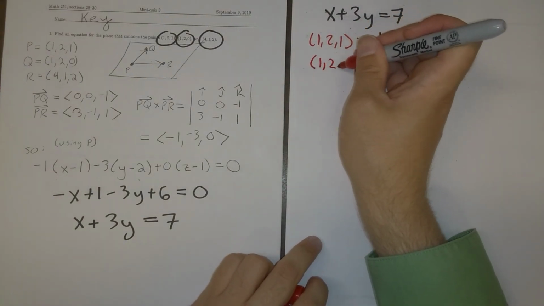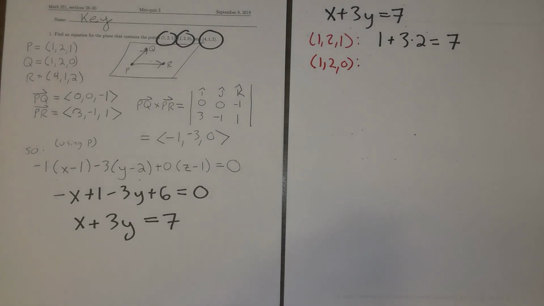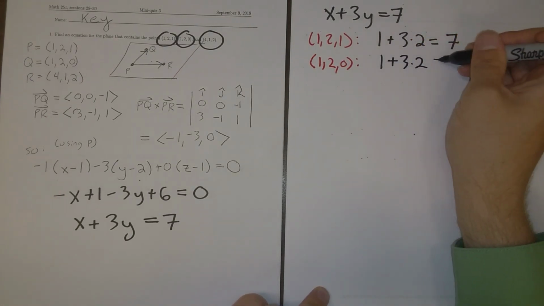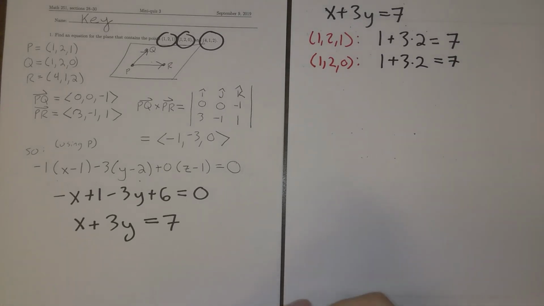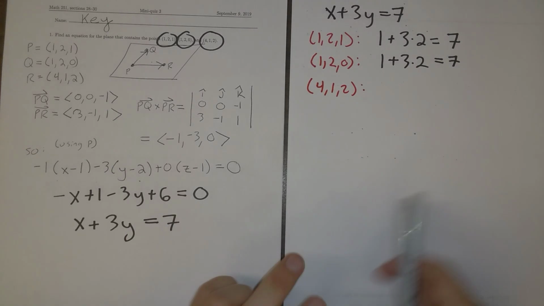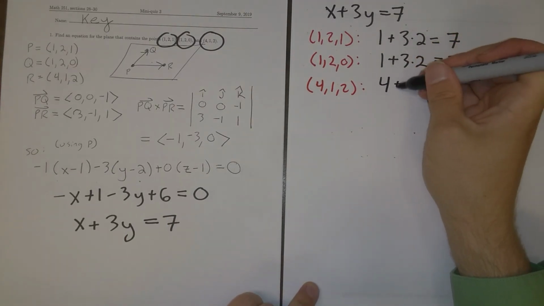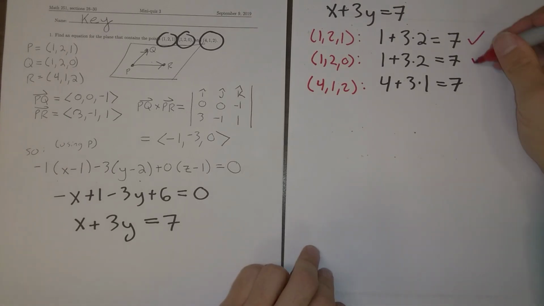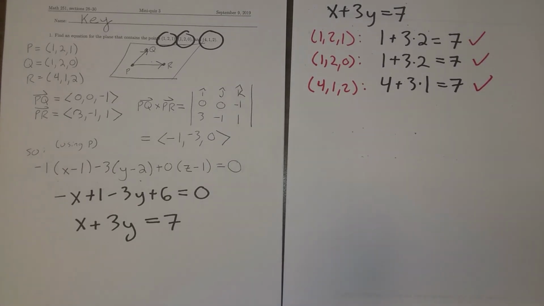Our second one, (1, 2, 0), is once again has the same: 1 plus 3 times 2 is equal to 7. If we plug in (4, 1, 2) now, we see that we get 4 plus 3 times 1 is equal to 7. So all three of those check out, and so that seems to indicate that our answer is correct.